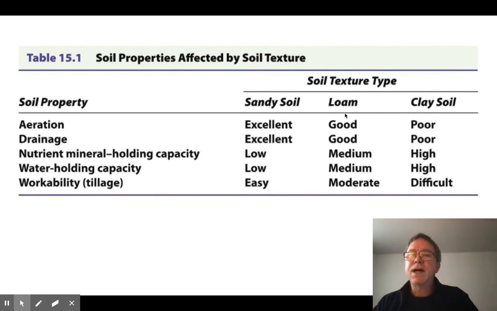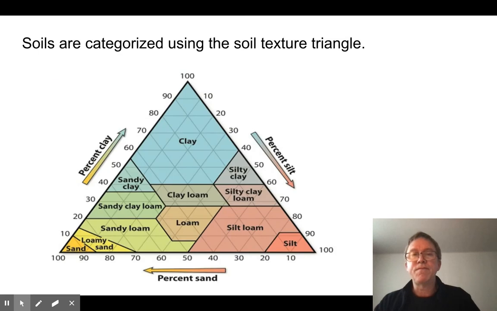So loam has sort of the best of everything. It has good aeration and good drainage, has moderate water retention, moderate water holding ability, nutrient holding ability, and workability. So loams are really what we're shooting for when we have agriculture.